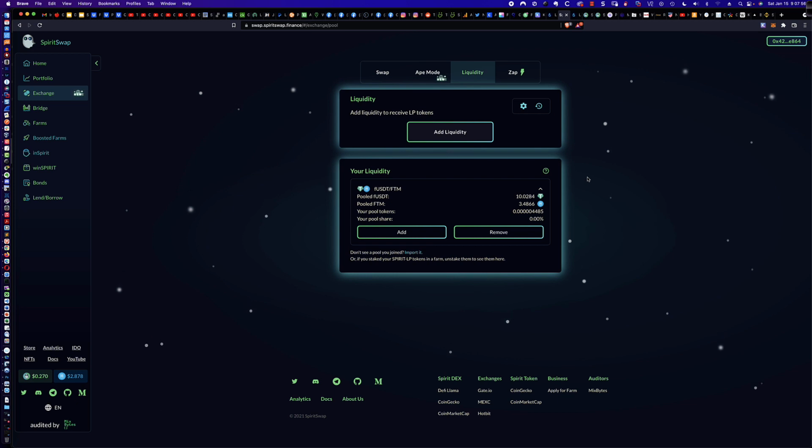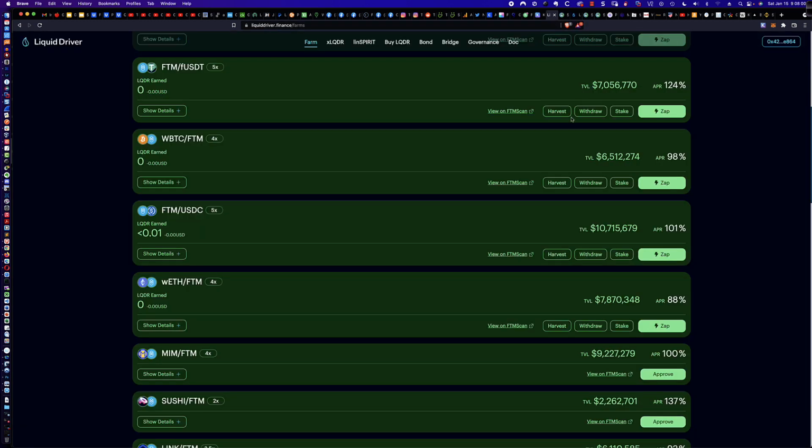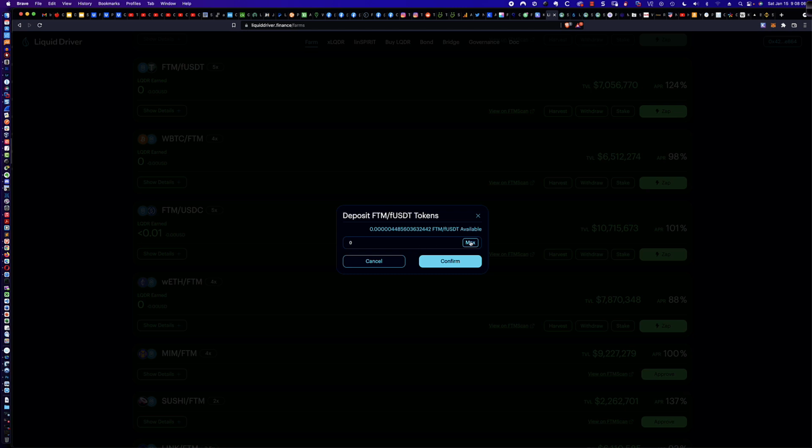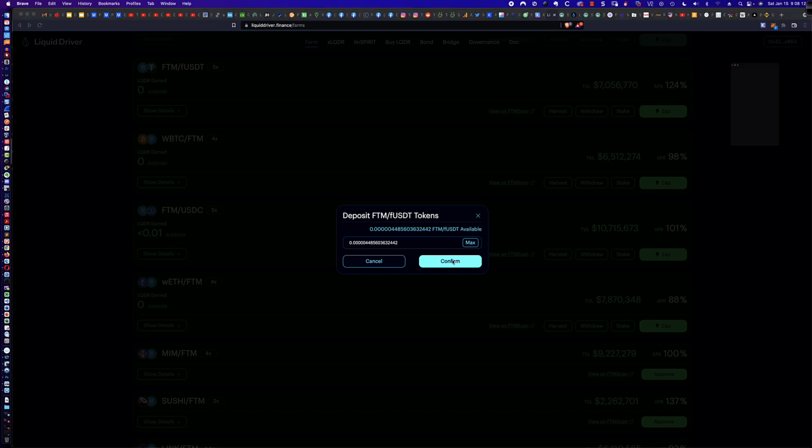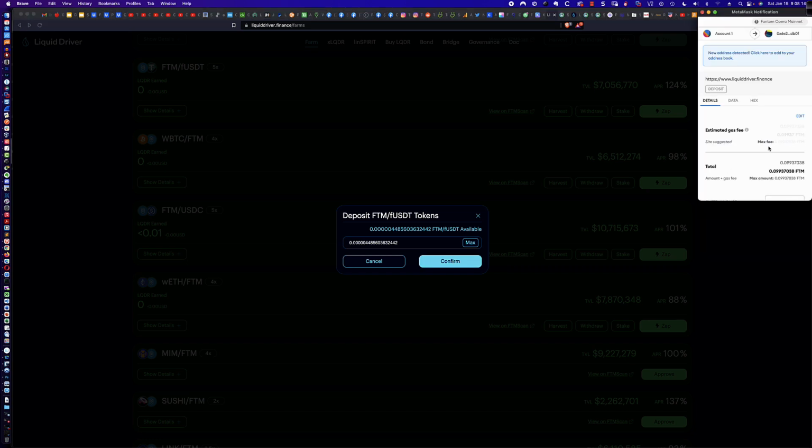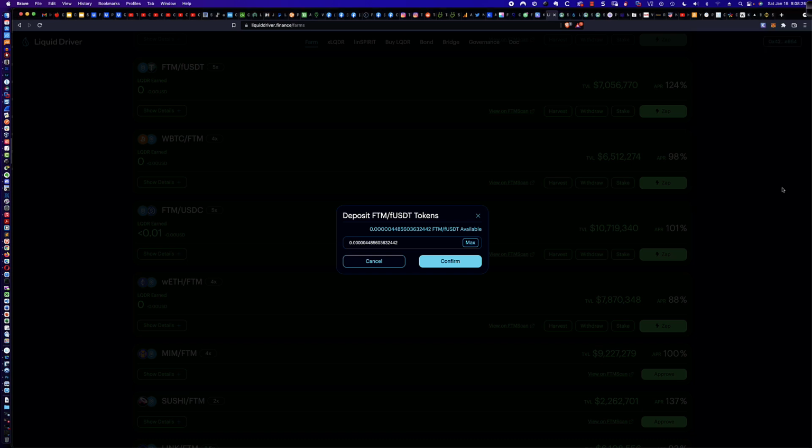So what we're going to do is we're going to add this into the pool, right? I'm going to stake it in this FTM FUSDT pool. So let's click on stake. Let's click on the max. And you can see that these numbers right here match up with the numbers that we saw over on SpiritSwap. I'm going to click confirm. And you can see we're going to get charged 0.09 FTM. Sorry, I said cents. I'm saying 0.09 FTM. Let's click confirm.